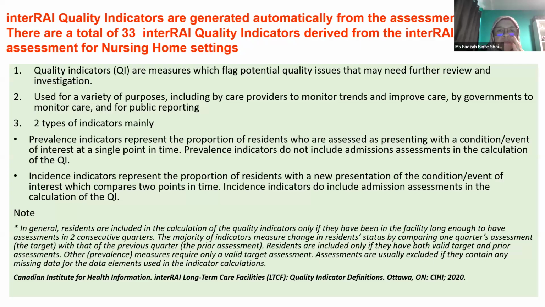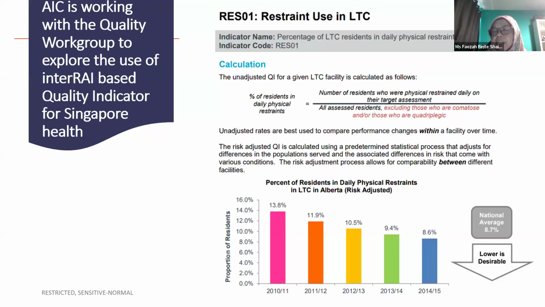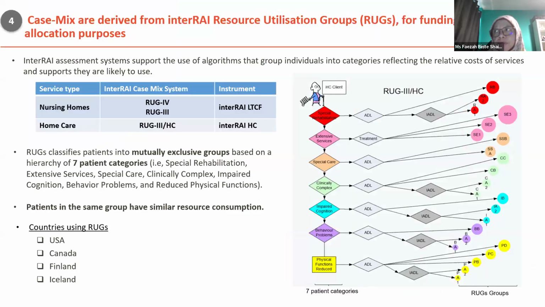For the nursing home itself, there are 33 quality indicators that will be generated by InterRAI. However, we don't need to use all 33. Today at AIC, we're working with the nursing homes, who are reviewing the quality indicators. I'm just giving you a snapshot of how, in other countries, they have been using InterRAI-based quality indicators and how it looks in the system. This is something that we want to emulate here in Singapore as well. So that's about quality indicators. And last but not least is the value of InterRAI in terms of funding.